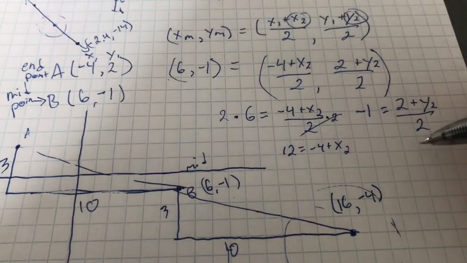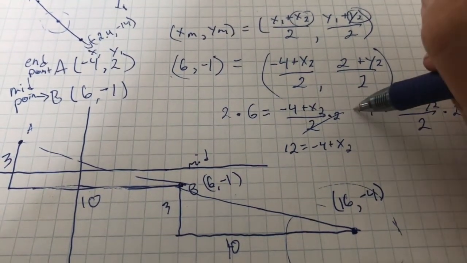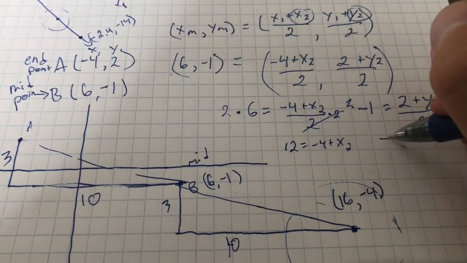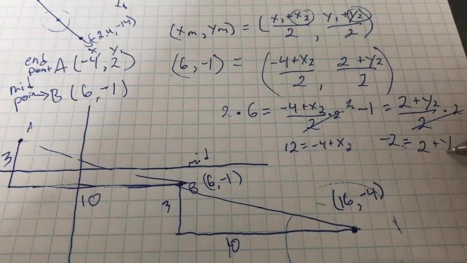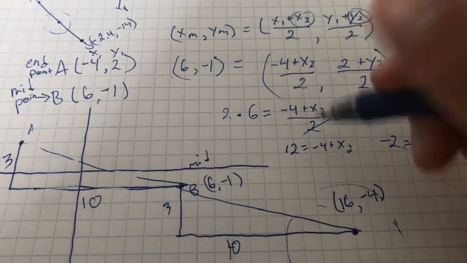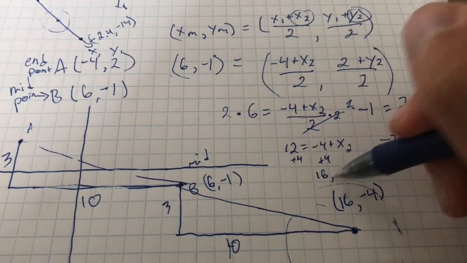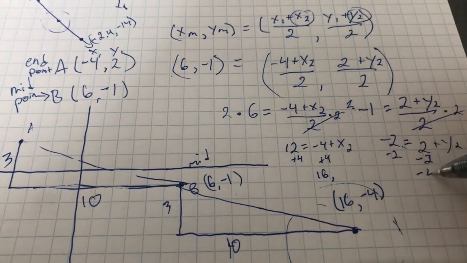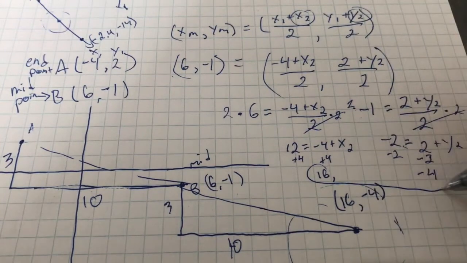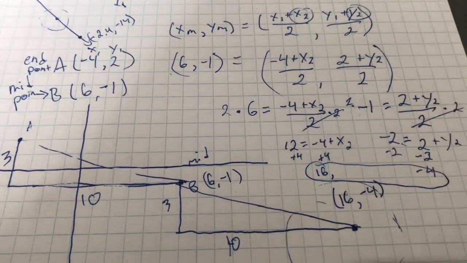All right, from there, I'm going to do the same thing over here. Multiply both sides by 2. I'm going to get negative 2 equals, these are going to cancel, 2 plus Y2. All right, and then add 4 to both sides. I get 16. Subtract 2 from both sides, I get negative 4. 16, negative 4, same thing as what we got earlier.